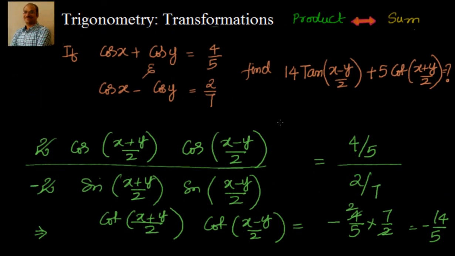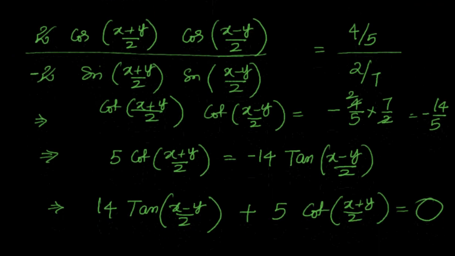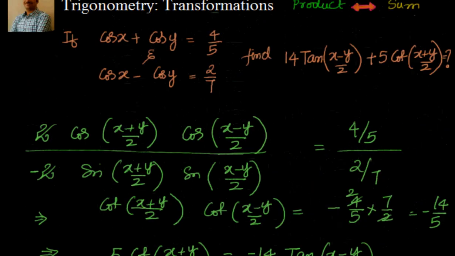So how to solve these type of problems? Whenever you are given two equations and you see something in (x minus y)/2 and (x plus y)/2, directly apply the transformation on them and convert them into products, then simplify. You should be able to get them mostly by dividing.